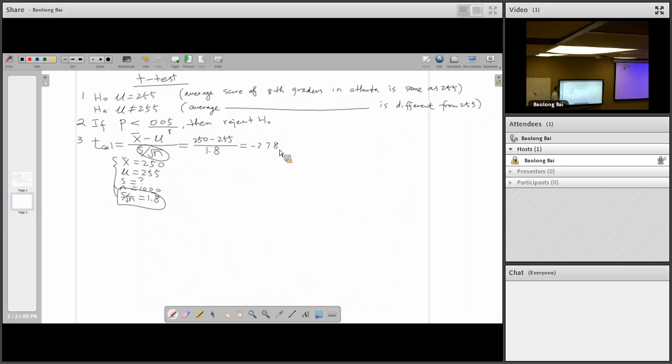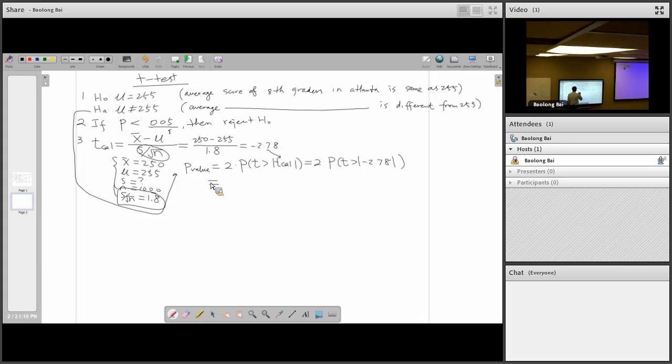Then we need to find our p-value. The p-value is dependent on your alternative hypothesis, okay? So we have a not equal sign, so the p-value will be equal to 2 times the probability of t greater than the calculated t's absolute value. And the calculated t is right here, we're bringing it in: 2 times the probability of t greater than negative 2.78 absolute value.